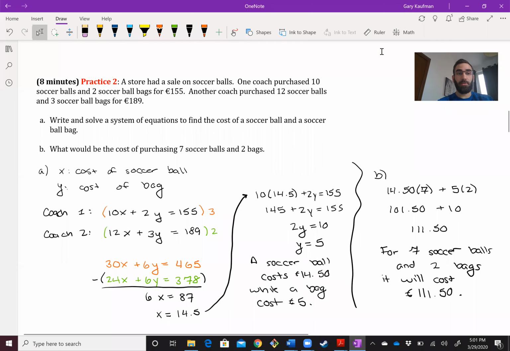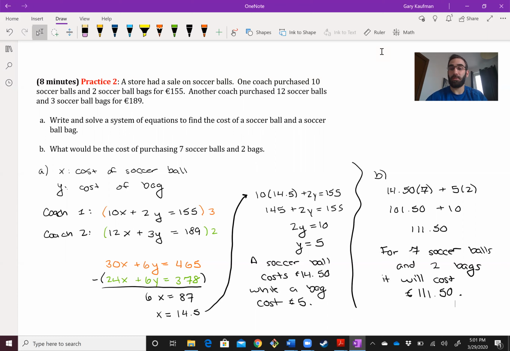Here is the answer to practice 2. So I used elimination and I multiplied the first equation by 3, which resulted in the orange one. So look at the color coding. I multiplied the second one by 2. This way I created a common coefficient of 6 for the y term, and I was able to then use subtraction. I was then able to arrive at the answer that a soccer ball costs $14.50 and a bag costs 5. Now, I did elimination by eliminating the y term. You could have also eliminated the x term. There's many different ways to arrive to the solution that's in the sentence.